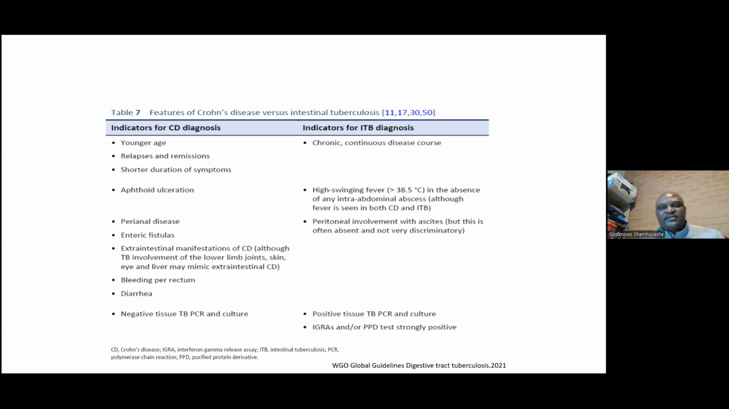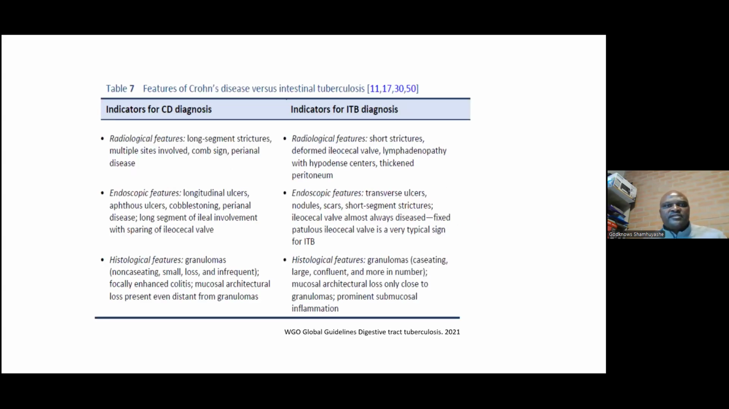Whereas with intestinal TB, patients will be having high swinging fevers in the absence of any intra-abdominal abscesses, although fever can happen to both. And you might have peritoneal involvement. And of course, if you do a tissue culture, you have a positive TB PCR. And also, for the radiological features, you'll find that for those patients who have got intestinal TB, they've got short strictures, also with deformed ileocecal valves. They tend to have lymphadenopathy and also thickened peritoneum.